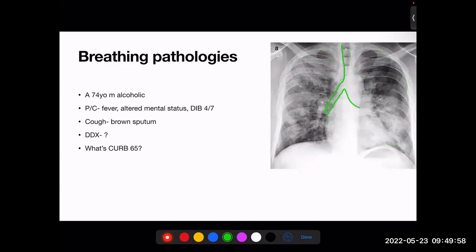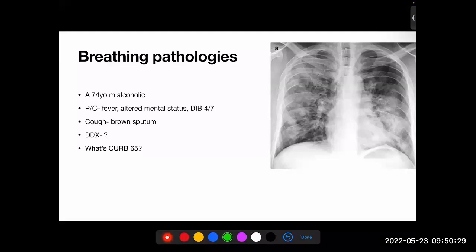What's the difference? Consolidation is an examination finding. Opacification is an X-ray finding. So I agree with the lady who said opacification as opposed to consolidation. So opacification where? Mostly at the lower lobes.